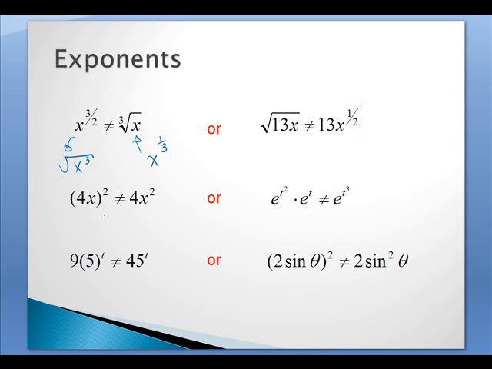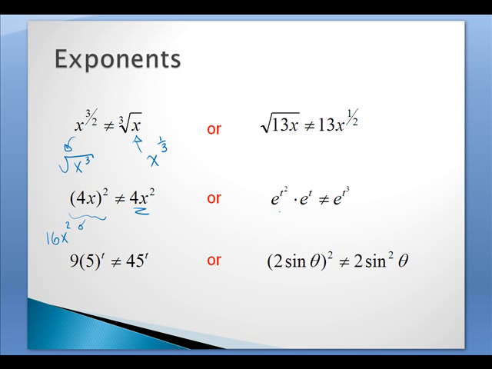Another common mistake is the squared function. For 4x squared, a lot of students tend to forget that you need to square both the 4 and the x here, and so they write 4x squared as if only the x is being squared, but on the left hand side here it's actually the 4 squared, which is 16x squared. So that's another common mistake.